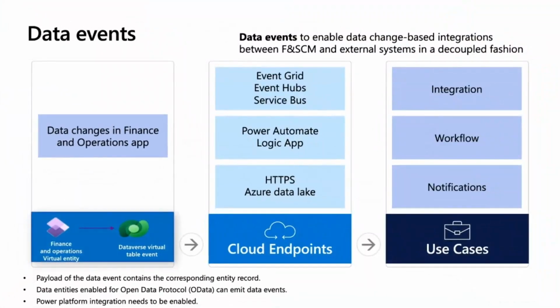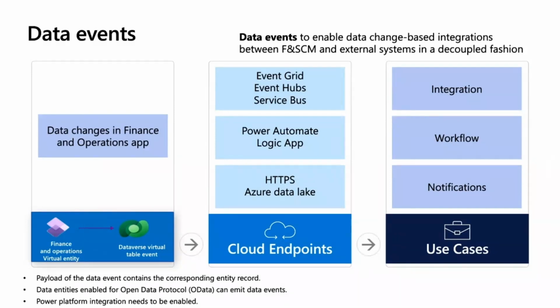Now moving on to data events. The basic difference between data events and business events is that with business events, when a process happens, the system emits an event. Data events are typically triggered when any create, update, or delete operation happens on a particular table. This is also based on entities. So any data source in that entity that has any kind of create, update, or delete operation, you can track that using data events. Then the same endpoints and the same use cases apply.